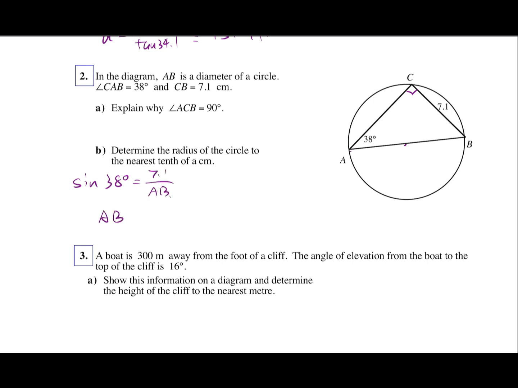And AB is still the same. You need to switch these two, and AB is 7.1 divided by sine 38, and then it equals 11.53. And then the radius is half of this, so the radius is 5.8 centimeters.